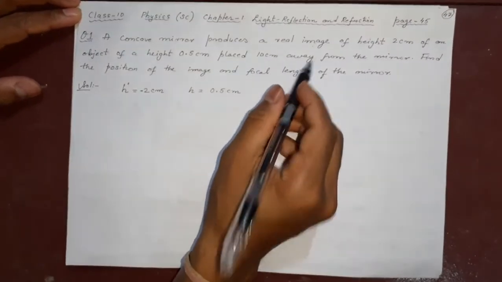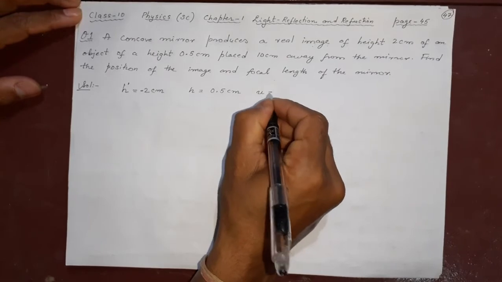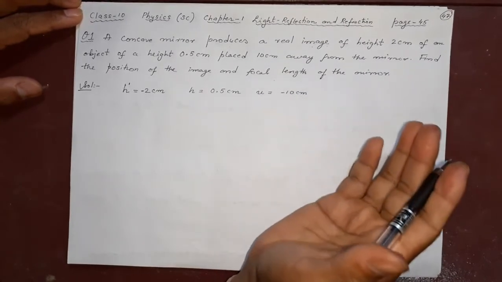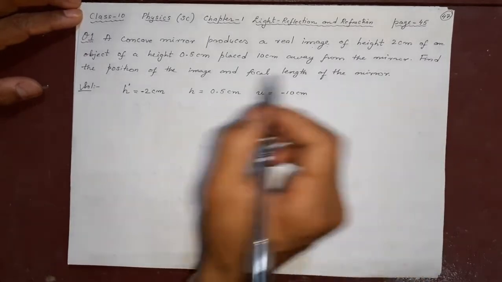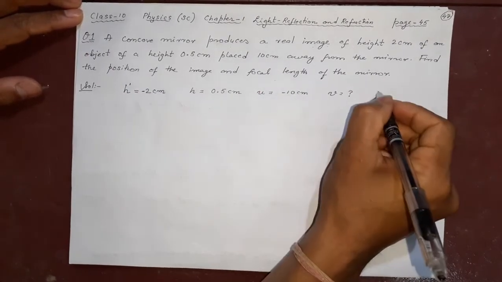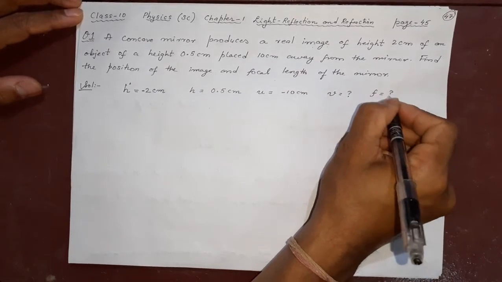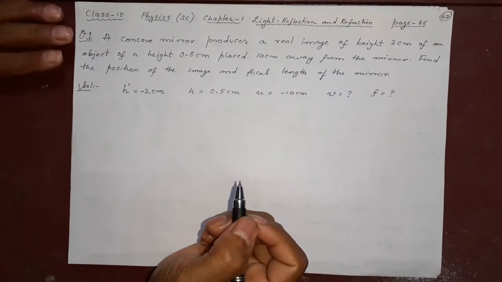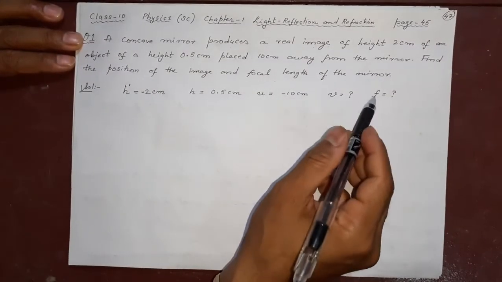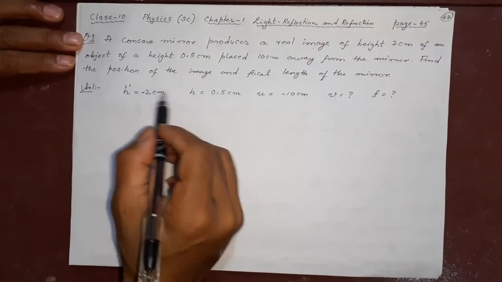Placed 10 centimeter away from the mirror, that means object distance u is minus 10. Remember, object distance is always minus because it is kept on the left side of the mirror. Find the position of the image, that is, find v, and the focal length of the mirror. In order to find v you need u or f, but you don't know f, so you will make use of this.